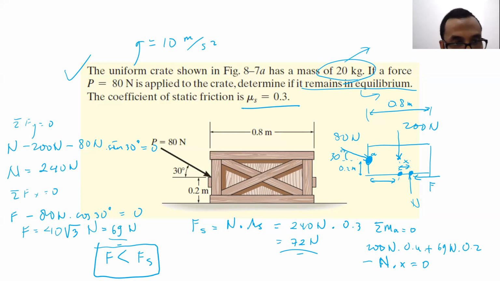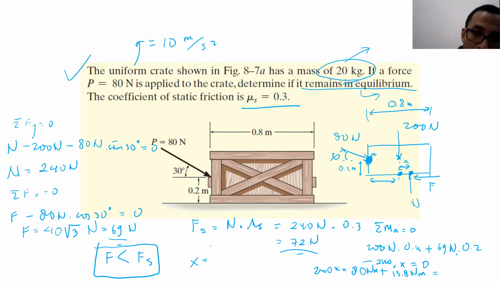Our normal force is 240 Newton, multiplied by X. Would somebody help me to calculate this? So 240X equal to 200 Newton multiplied by 0.4, which is 80, plus 69 Newton multiplied by 0.2, which is 13.8 Newton meter. So it's 93.8 Newton meter divided by 240 Newton. What is the value for X?